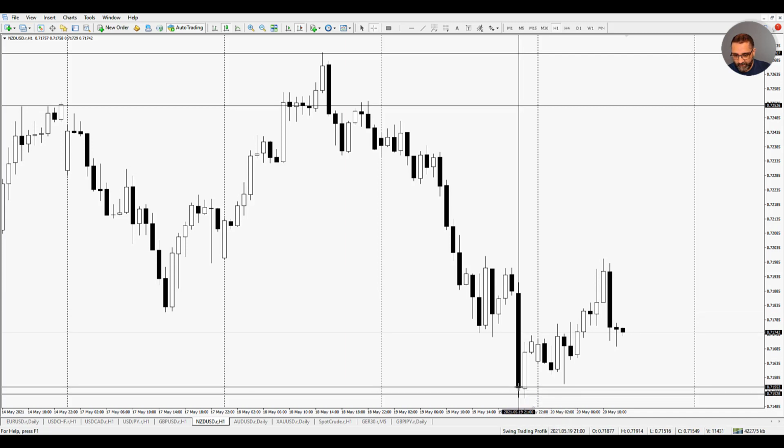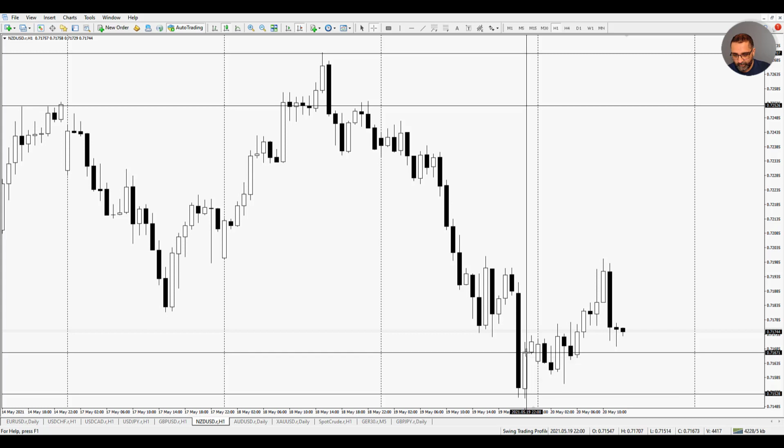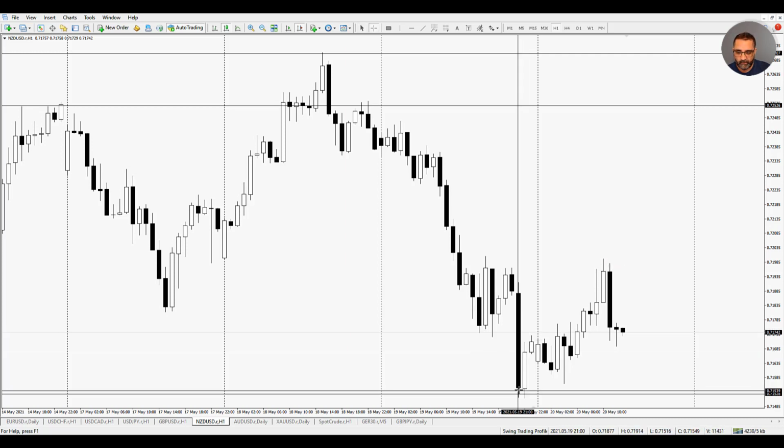So if I was paying attention, I would have gone long here, or at the end of this candle and put stop loss here. So again, 15 pip stop loss, and I still have a 1:2 trade. Look, 30 pips in my favor. It's already gone.